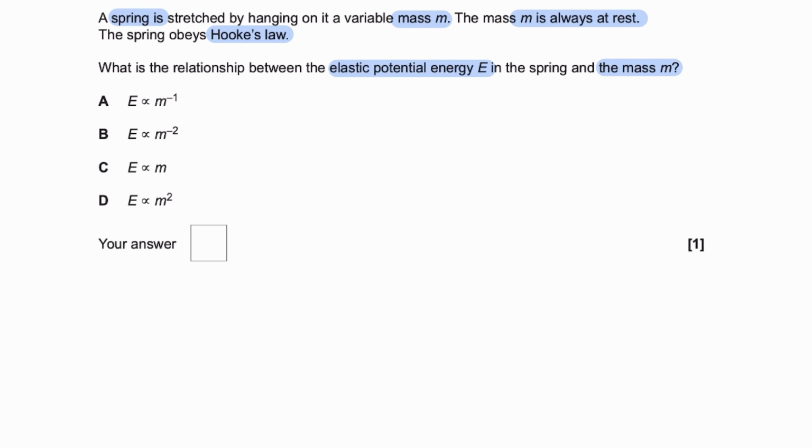Okay, so let's think about equations for elastic potential energy. We have E is equal to a half Fx, and then we can use the equation F is equal to Kx to rewrite this as a half Kx squared. That's just replacing the F with Kx. But a problem with both of these equations is that neither of them involve the mass m. We have elastic potential energy, but we don't have the mass m.